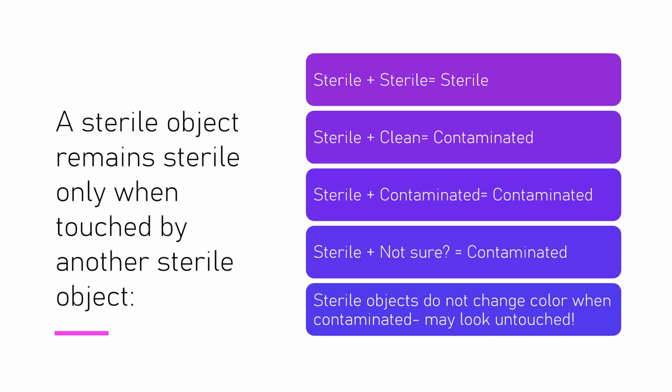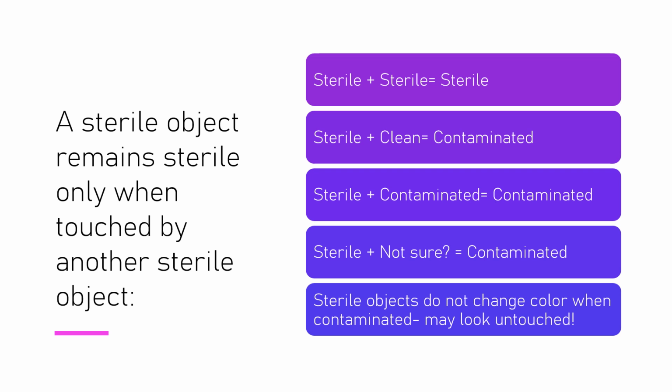The thing that is critical for you to understand is when something is considered sterile and when it is considered contaminated. For example, a sterile object remains sterile only when touched by another sterile object. If you are wearing sterile gloves and touch a sterile Q-tip that is on a sterile field, everything is still sterile. If a sterile syringe tip touches a nurse's clean scrub top, it is now contaminated.